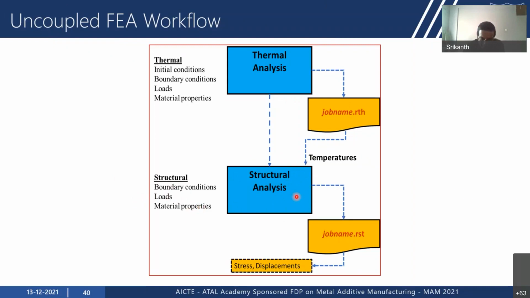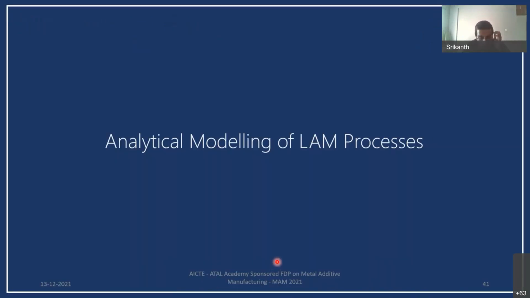And then once you carry out the structural analysis, you get a file called results jobname.rst, which is the results of structural analysis, which gives you information about the stress, magnitude and distribution of stress, and the displacement in the model. So I'm going to now discuss briefly the analytical modeling of the LAM process, and then discuss the numerical modeling, and then present some case studies.